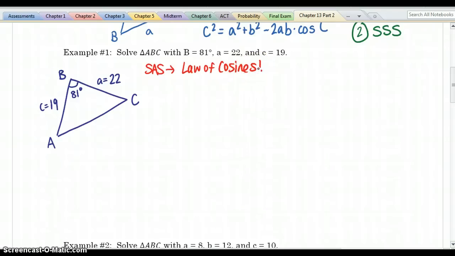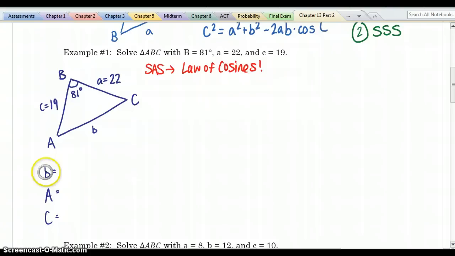Okay, in this specific example, we were given angle B. In order to solve triangle ABC, it's important to know what we're missing. I'm missing side b right here, I'm missing angle A, and I'm missing angle C. I'm going to solve for that missing side first.